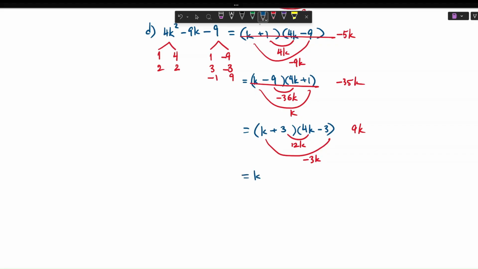So let's try it again, but let's switch the signs. You'll see that gives you negative 12k and 3k. Together it gives you negative 9k. So therefore, this factorization is correct.